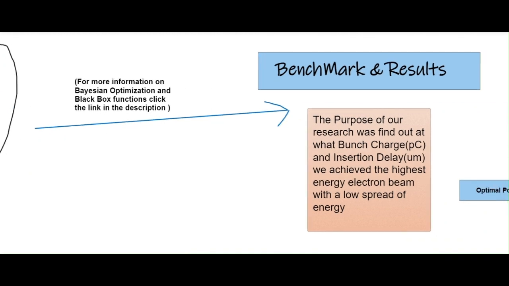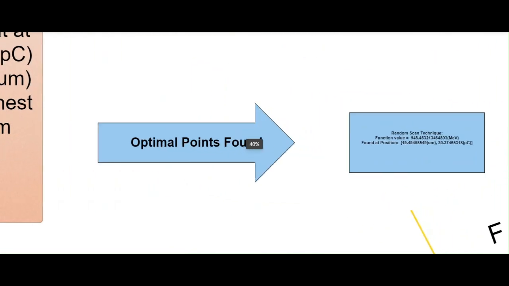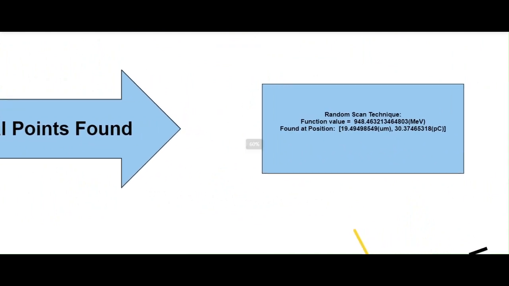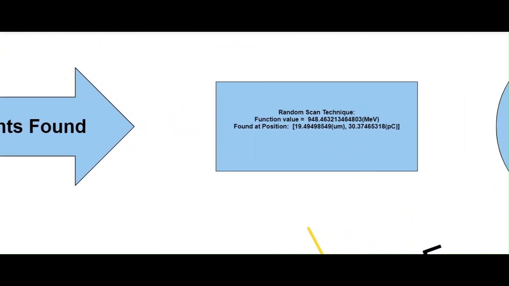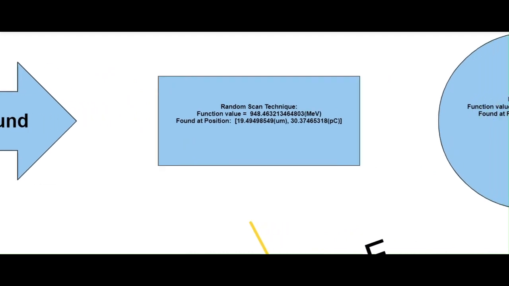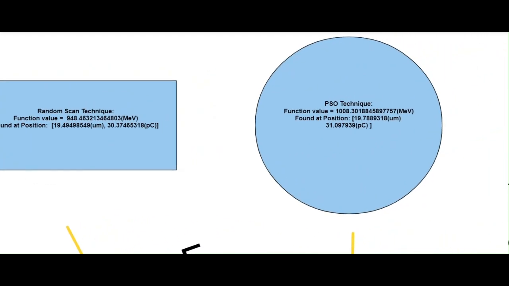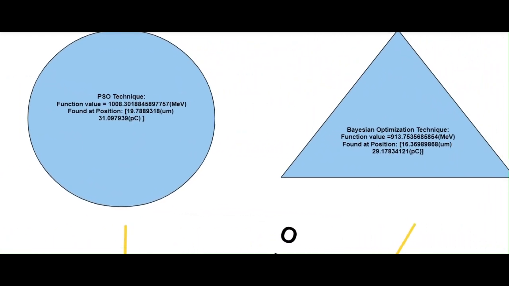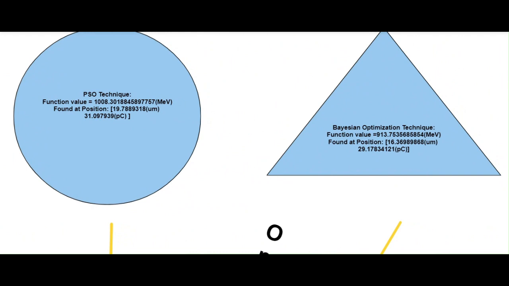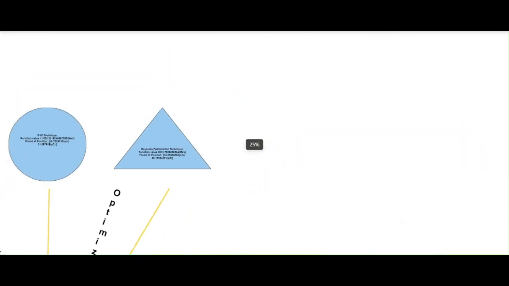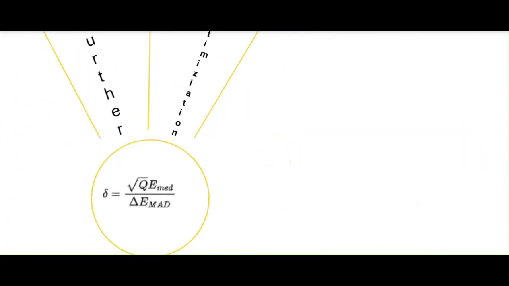The optimal points found were 948 megaelectron volts at 19.5 microns and 30.4 picocoulombs by random scan, 1008 megaelectron volts at 19.8 microns and 31.1 picocoulombs by particle swarm, and 914 megaelectron volts at 16.4 microns and 29.2 picocoulombs by Bayesian optimization. To further optimize our process, we used an unknown function named delta.